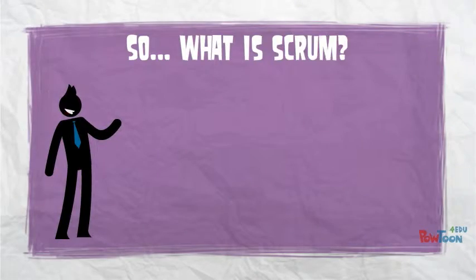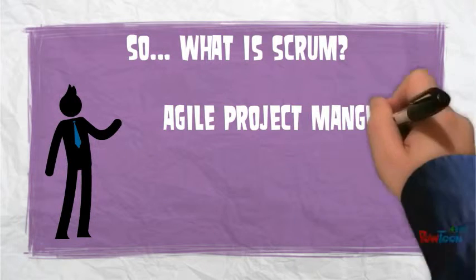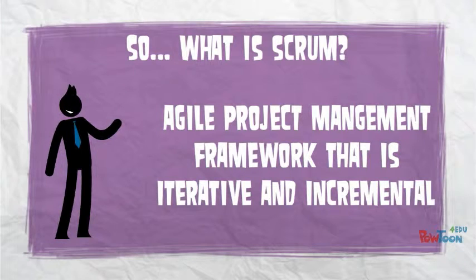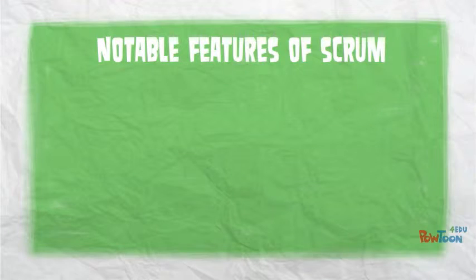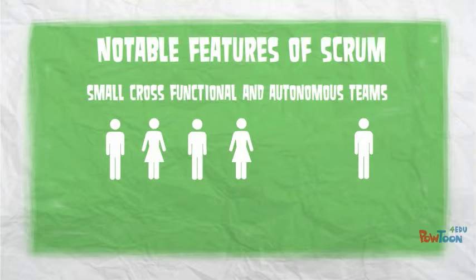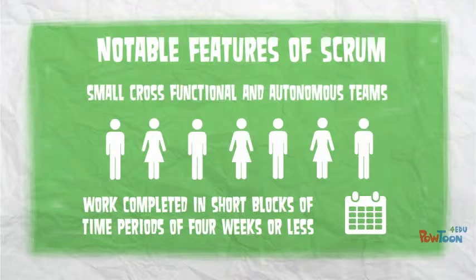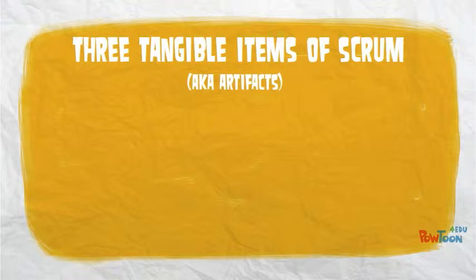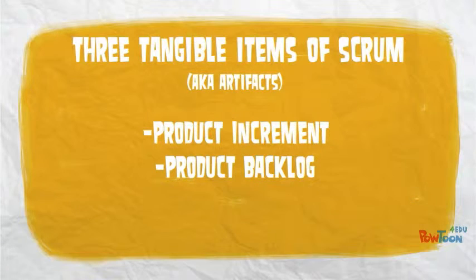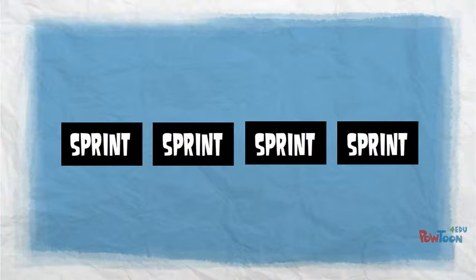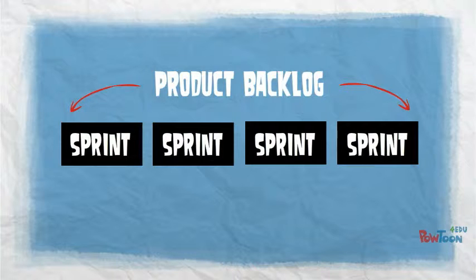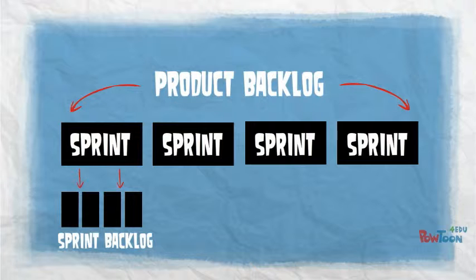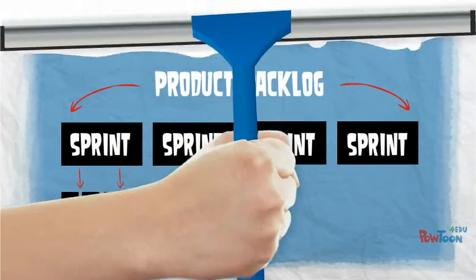So now that we know why Scrum was created, let's talk about what Scrum is. Scrum is an agile project management framework that is iterative and incremental. The most notable features of Scrum are that it is made up of small cross-functional and autonomous teams of ideally 7 or less, with work being completed in short blocks of time periods of 4 weeks or less. The 3 tangible items of Scrum, known as artifacts, are the product increment, the product backlog, and the sprint backlog. The short stages of work are known as sprints. The collection of sprints that make up the work of the entire project is called the product backlog. Each sprint is further broken down into smaller tasks in a sprint backlog. The product increment is the finished product delivered at the end of the sprint.